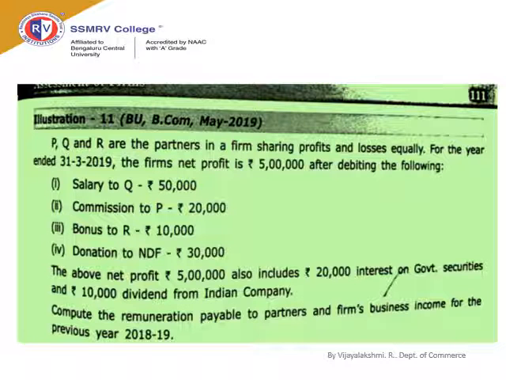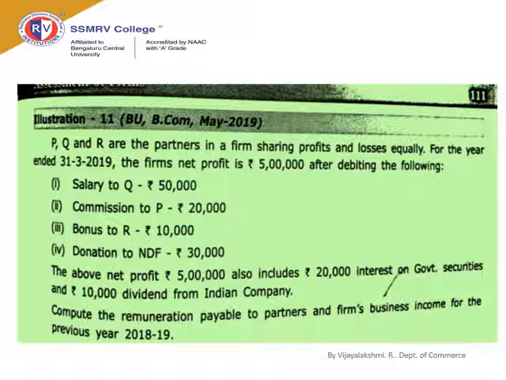Let us go to the next type of problem. From here onwards, we are going to find out how to calculate the book profit. Okay, let me read out the question. P, Q and R are the partners in the firm sharing profit and loss equally. For the year ending 31st March 2019, the firm's net profit is 5 lakh after debiting the following items. So net profit is given as rupees 5 lakh.